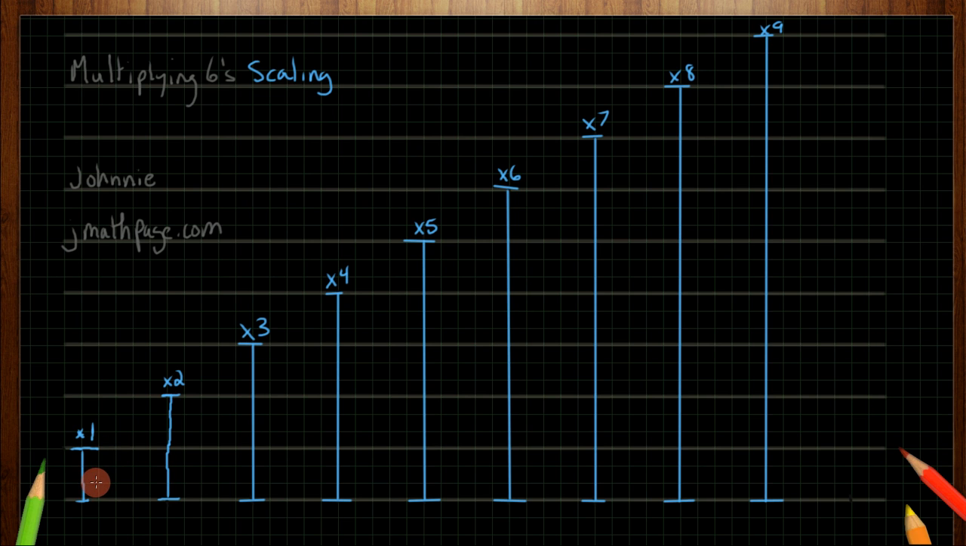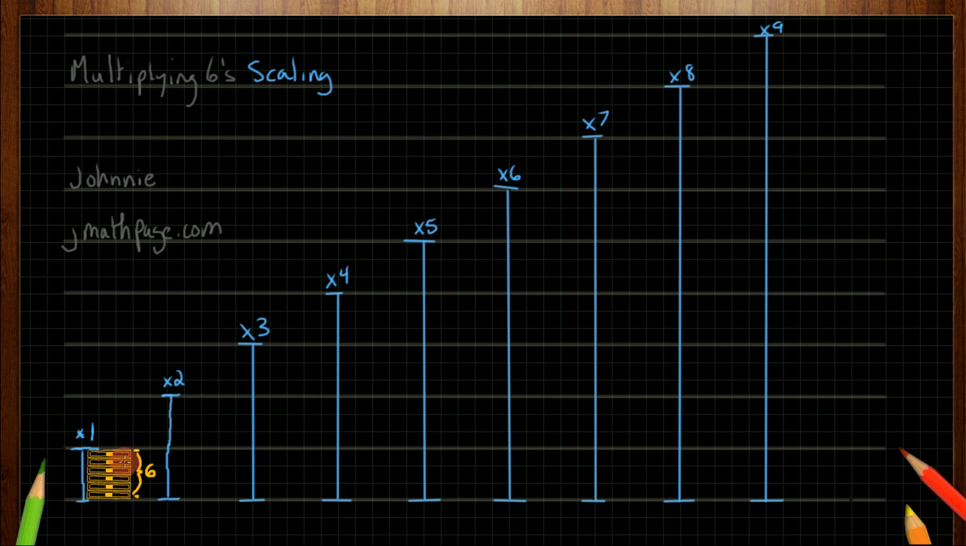Well, that's all really good, but how does that help us with 6's? Let's think about that for a bit. What I'm going to do now is make a stack of 6 boxes, and then we're going to grow that stack taller and taller and taller to think about scaling. So let's start. If I have one stack of 6 boxes, it looks like this.